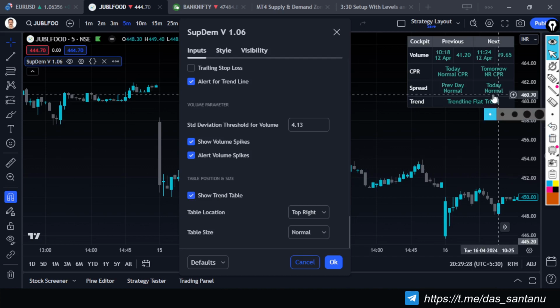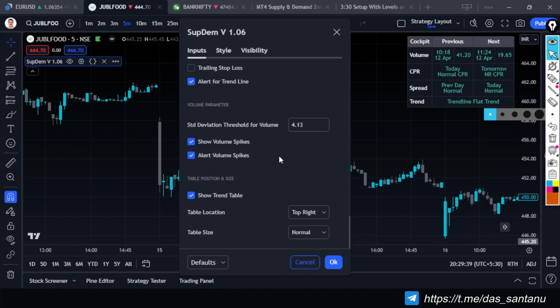It is well known that when the CPR is very narrow, then there is a high possibility of a big price movement. In the same row, we can also visualize tomorrow's CPR, and accordingly, we can have a fair idea about the possible price movement of the instrument.